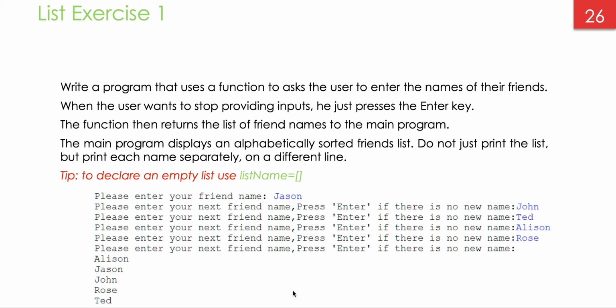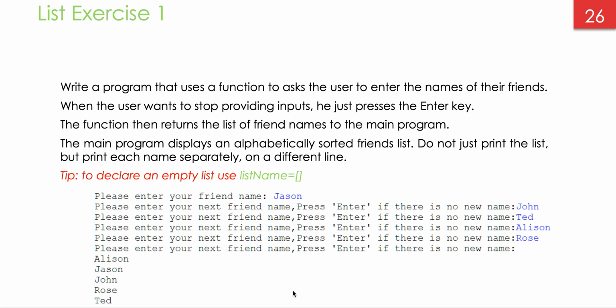In this program, we basically want to write a function that asks the user to enter his or her friend names. We store them in a list. We don't know how many friends the user has, and so all we say is, hey, if you don't have any more friends, just press the enter key.